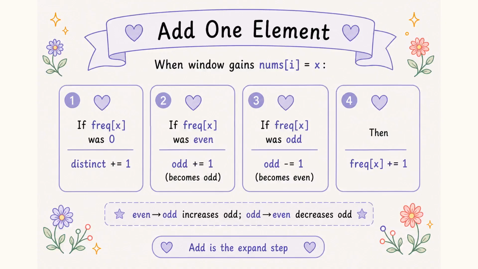If the old frequency was even, the new frequency becomes odd, so increase odd by 1. If the old frequency was odd, the new frequency becomes even, so decrease odd by 1. Then add 1 to frequency. That is the expand step.